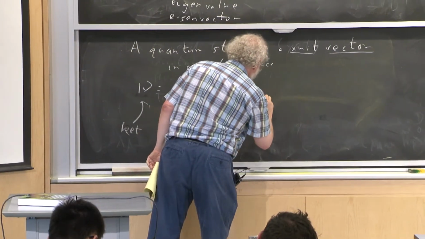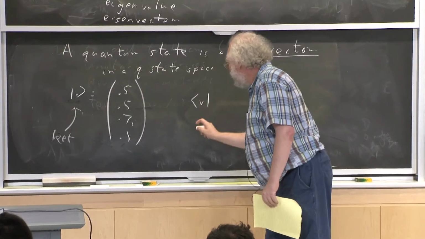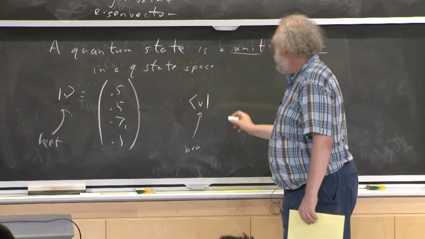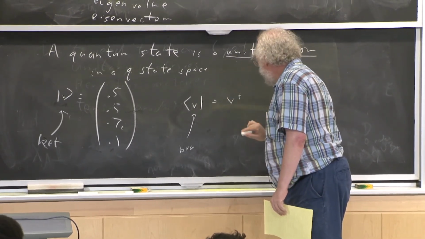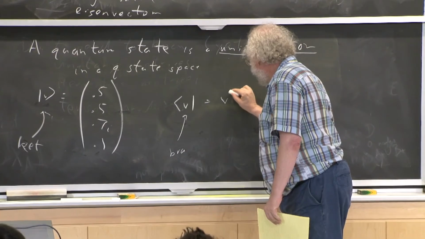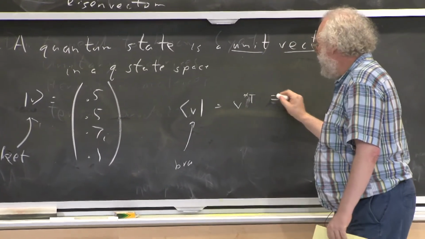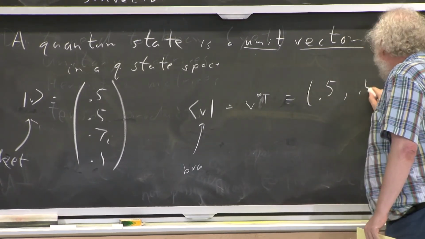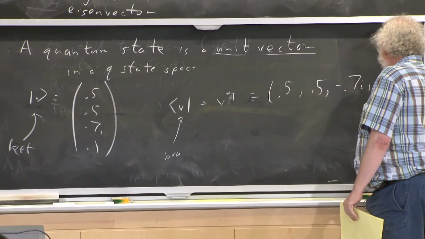But so this is a column vector. There's a corresponding row vector, which is called the bra, equal to V transpose, or V conjugate transpose. So in this case, it is equal to 0.5, 0.5, minus 0.7i, 0.1.